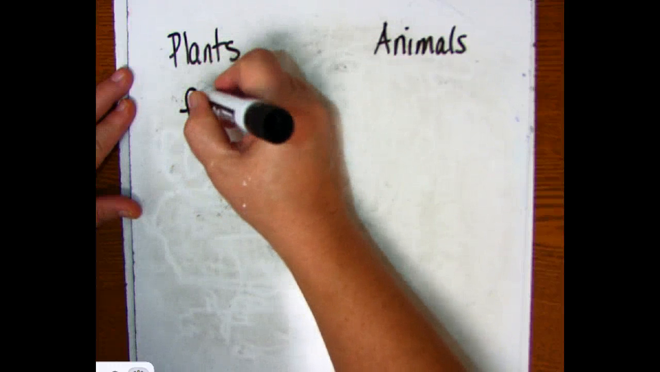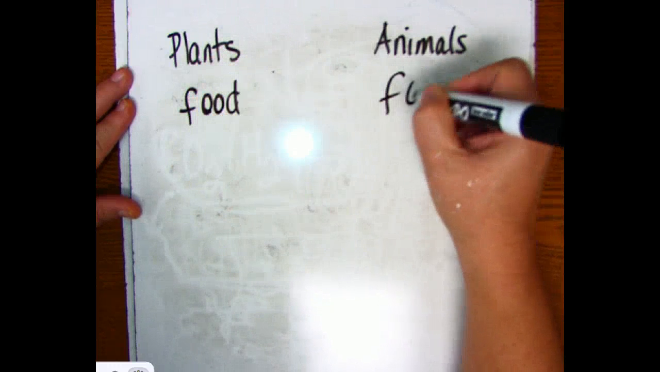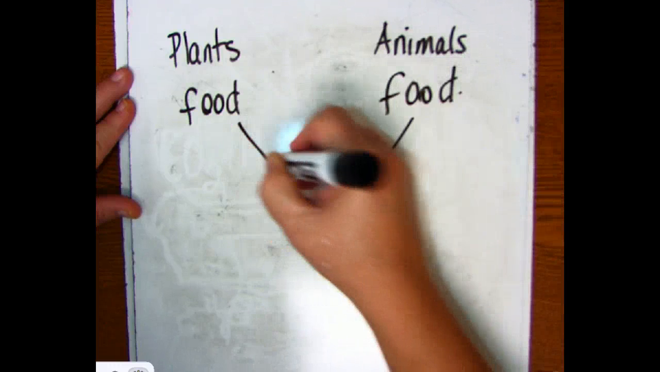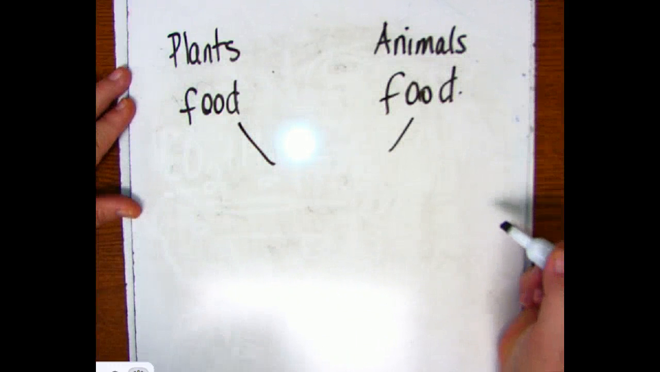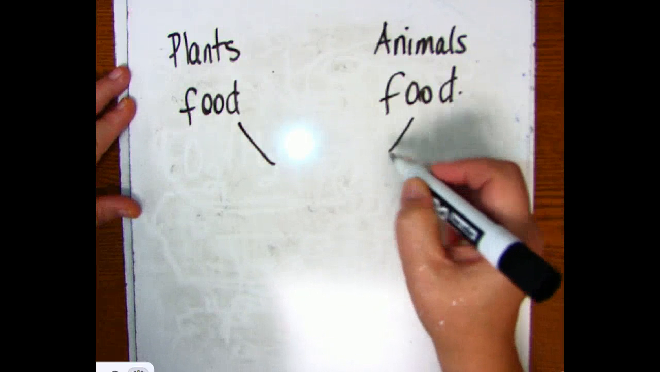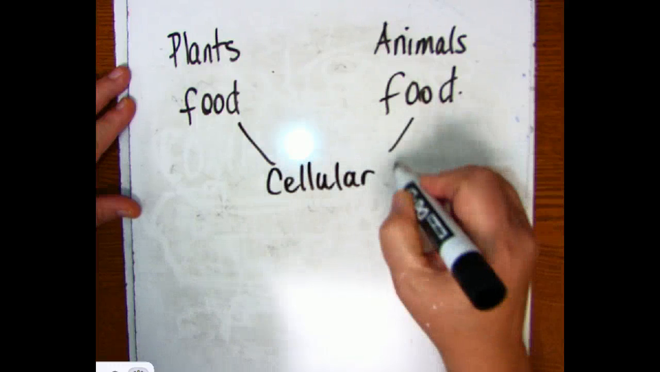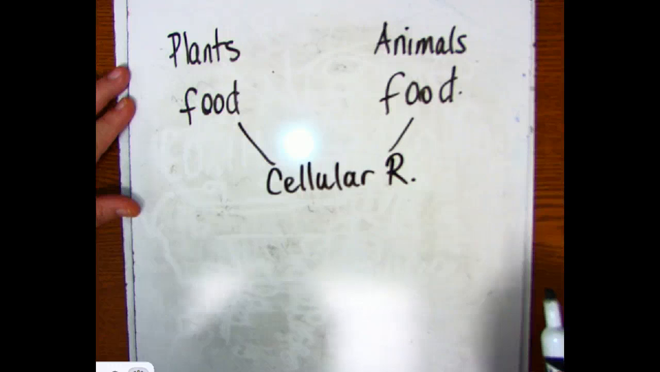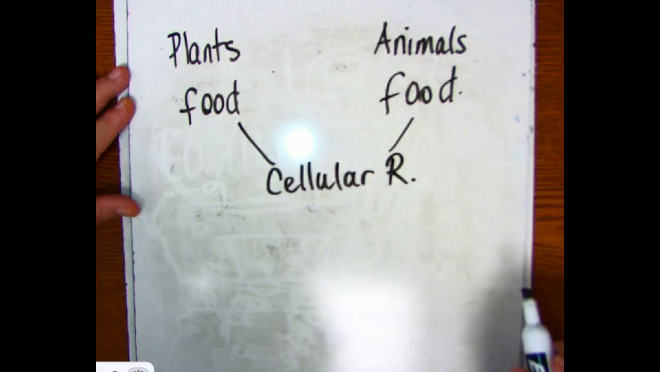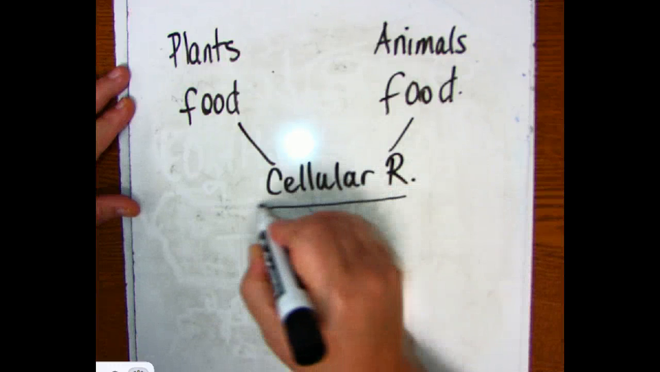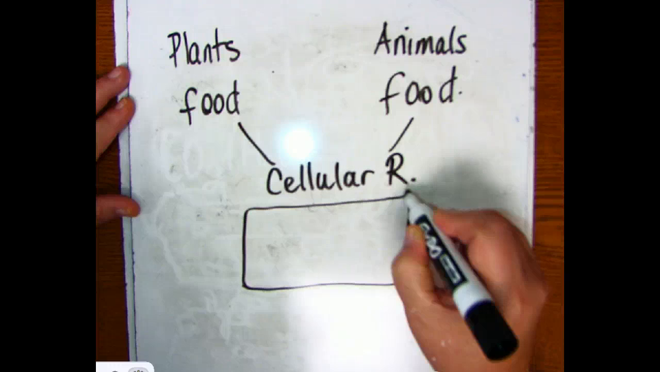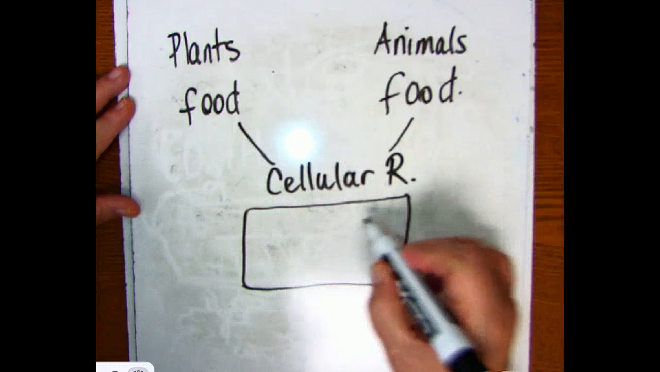So we take that food and we bring it into a usable form into the cell. And the first step of respiration, and we're going to call it cellular respiration, I'm just going to put cellular R, is respiration, not like your breathing respiration. This is the breaking down of food into usable energy.